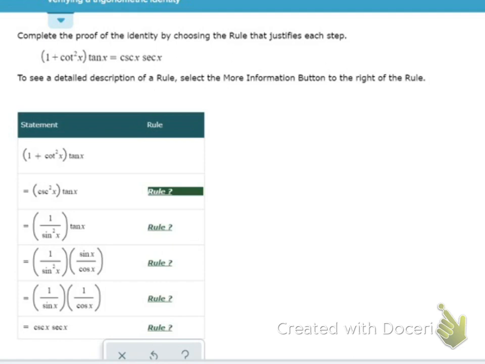What I have in front of me is a proof, and the statements are already written out. What we have to show is, on this side, why each one of these statements is true. And so that's what we're doing here, showing why 1 plus cotangent squared x times tangent x is the same thing as cosecant x times secant x. So that's what we're showing. I want to go through this with you and do a couple of these.